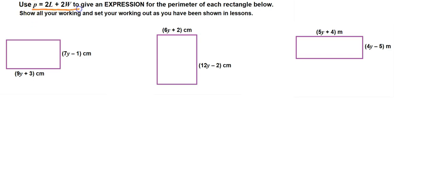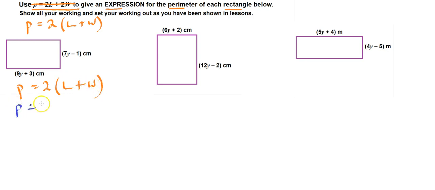Use P equals 2L plus 2W to give an expression for the perimeter of rectangles. Okay, so we can use P equals 2L plus 2W, but you can also use another very simple formula, P equals 2 times (length plus width). So we'll try using that one instead. So P equals 2 times (L plus W), that's the formula, and let's plug in what we know. So 2 is a constant, and here we go.